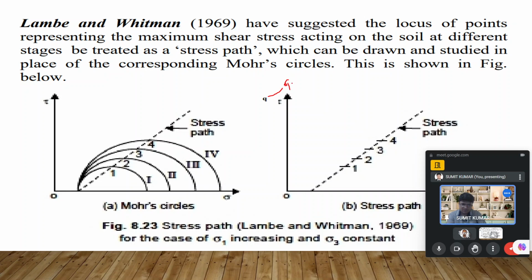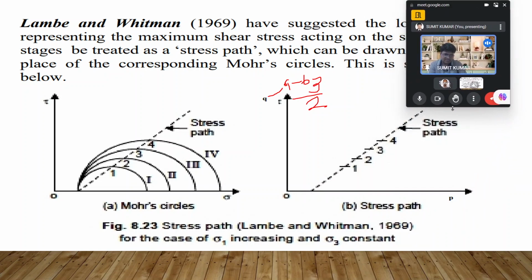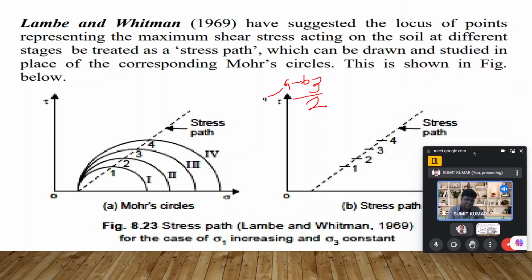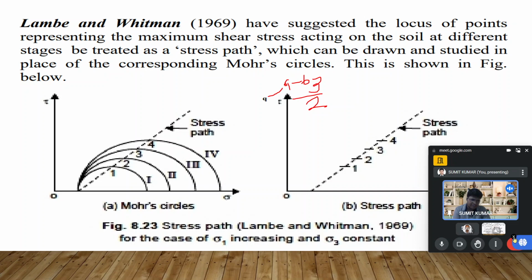Q is sigma 1 minus sigma 3 by 2, and P is sigma 1 plus sigma 3 upon 2. I think this is very much clear for everyone. Okay, so who stated these things? That background you must understand. So first of all, I will state that, and afterward we will go ahead.